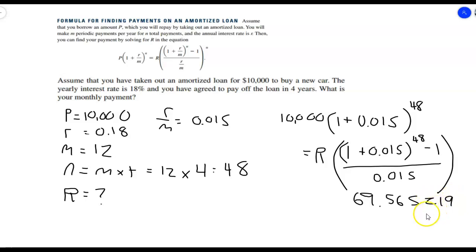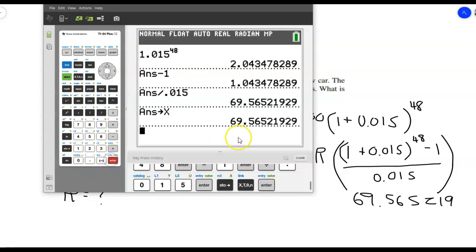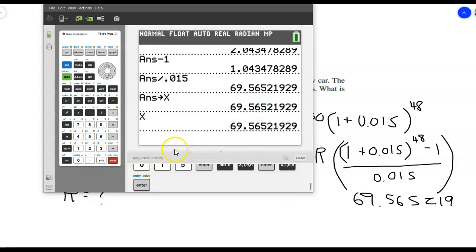565,219. All right. Now I'm going to find this side, and then I'm going to divide it by this side here. Now, if you have a TI-83 or TI-84 or a graphing calculator, I can actually take this value here, hit the Store As key, say X, enter, and now I have that number saved as X. So anytime I put the X in there, it's going to give me that number back.